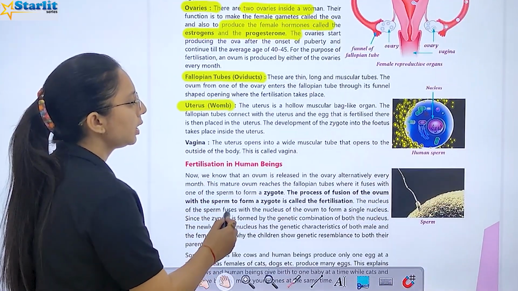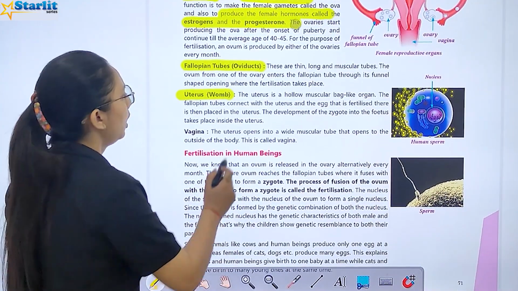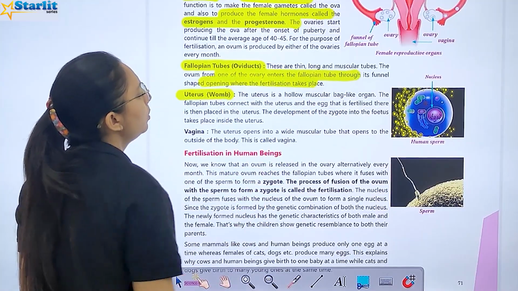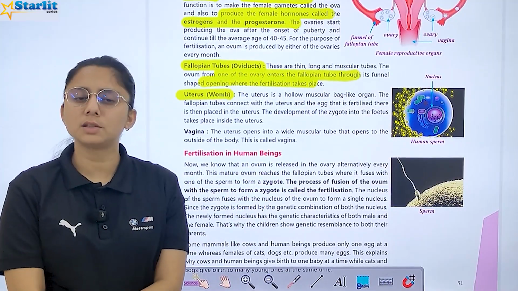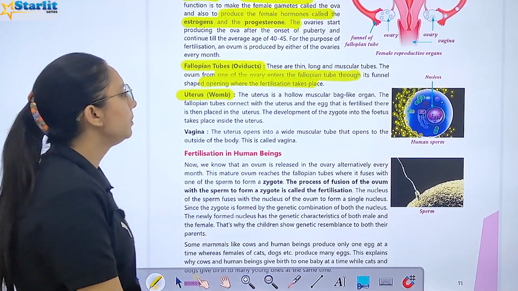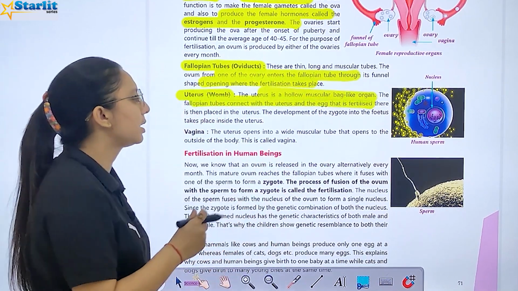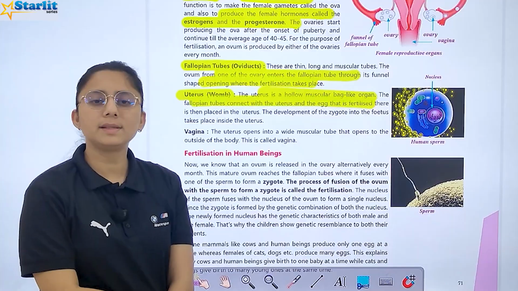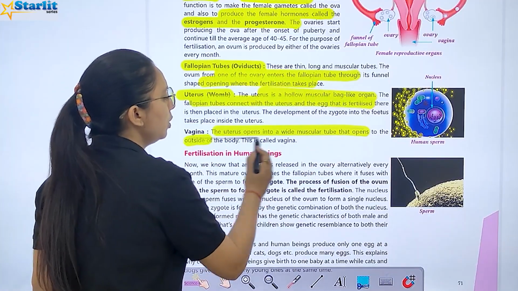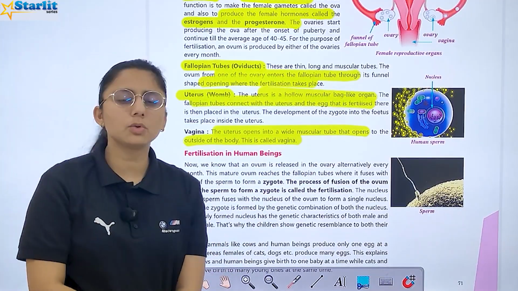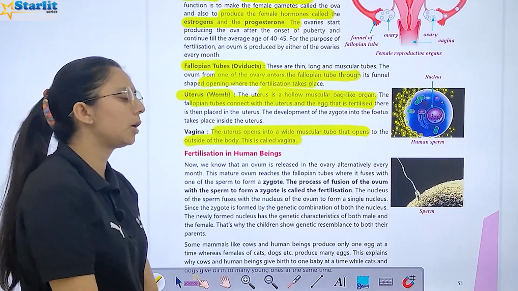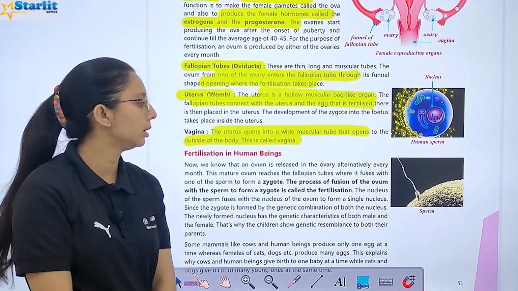The fallopian tube is a thin, long muscular tube. One of the ovaries opens into the fallopian tube through a funnel-shaped opening. Here fertilization takes place. Next is the womb. The uterus is a hollow, muscular, bag-like organ where the egg that is fertilized is placed. Now the vagina: the uterus opens into a wide muscular tube which opens outside the body, which we call the vagina.